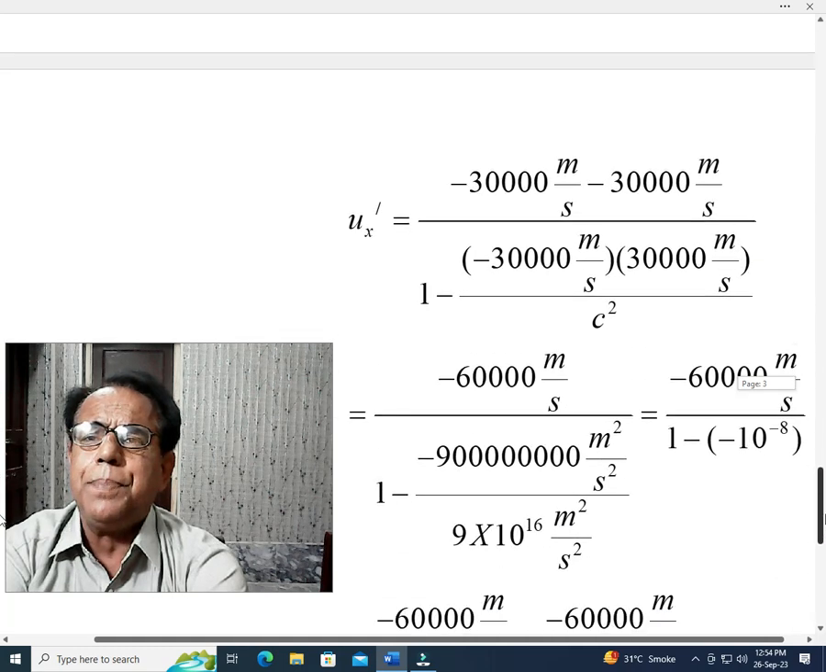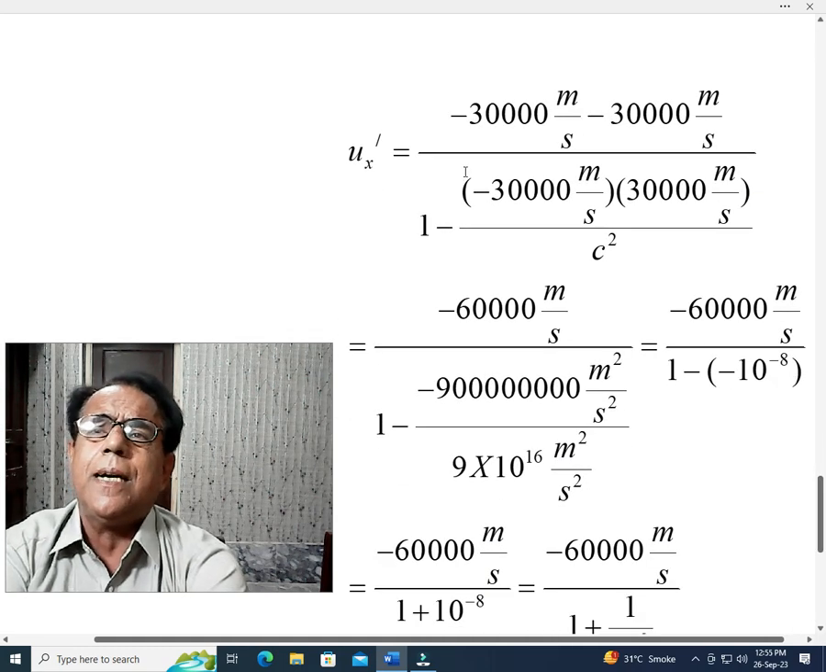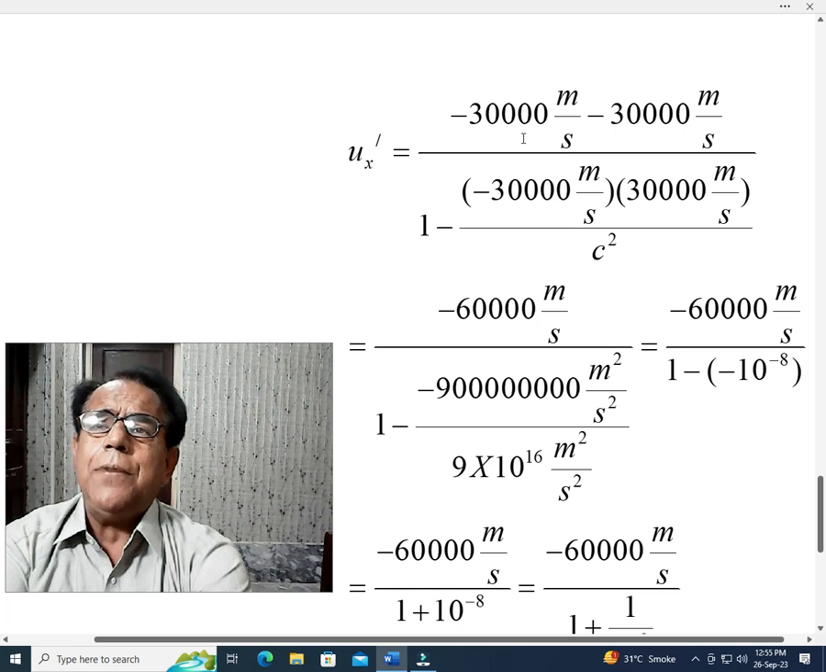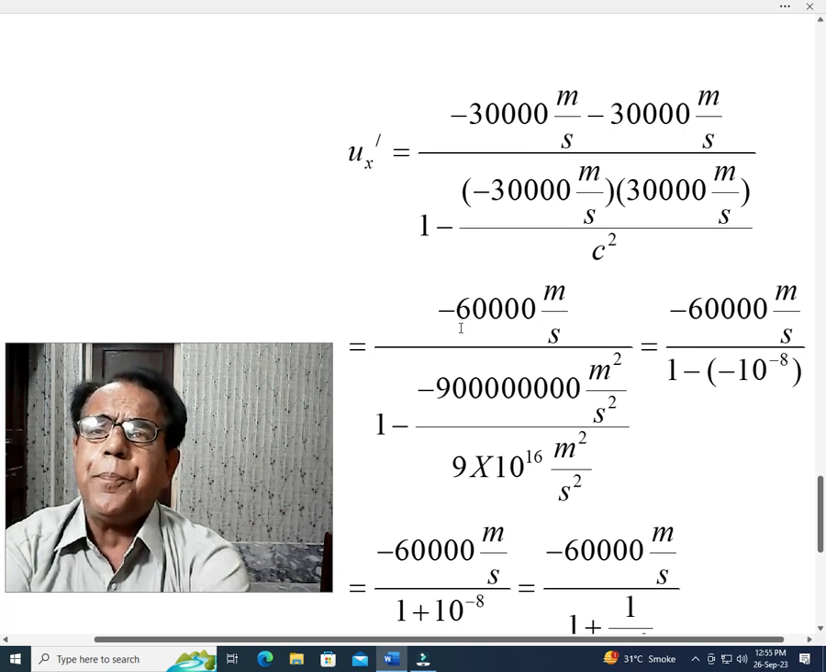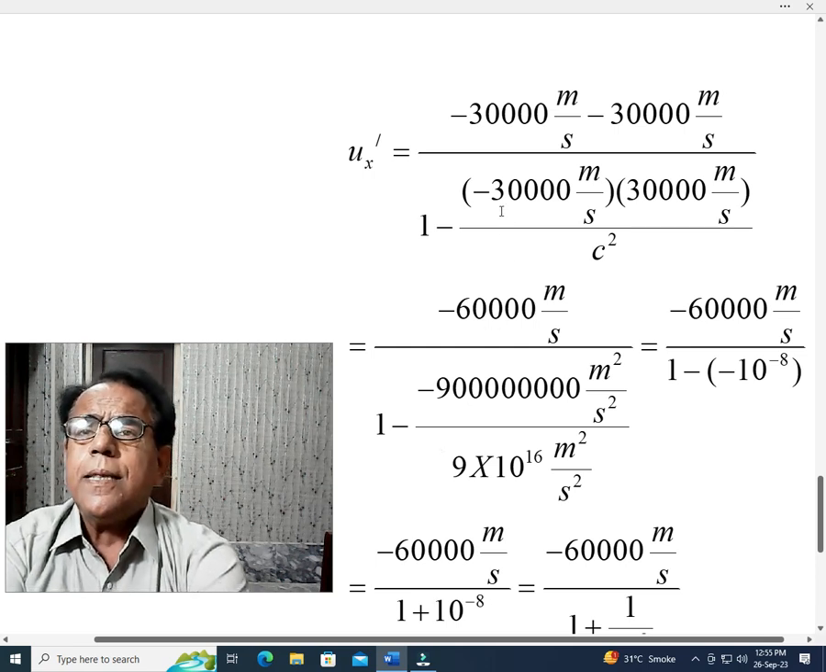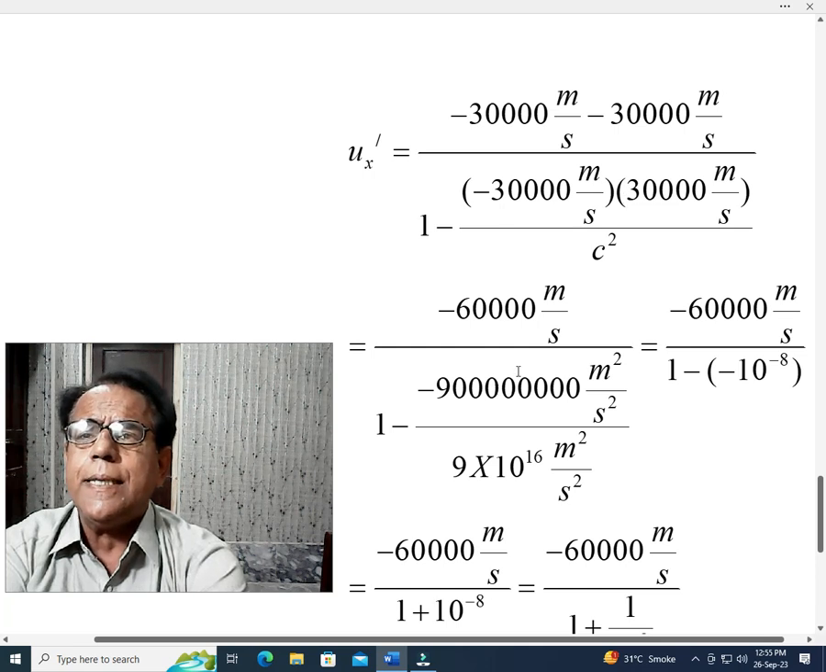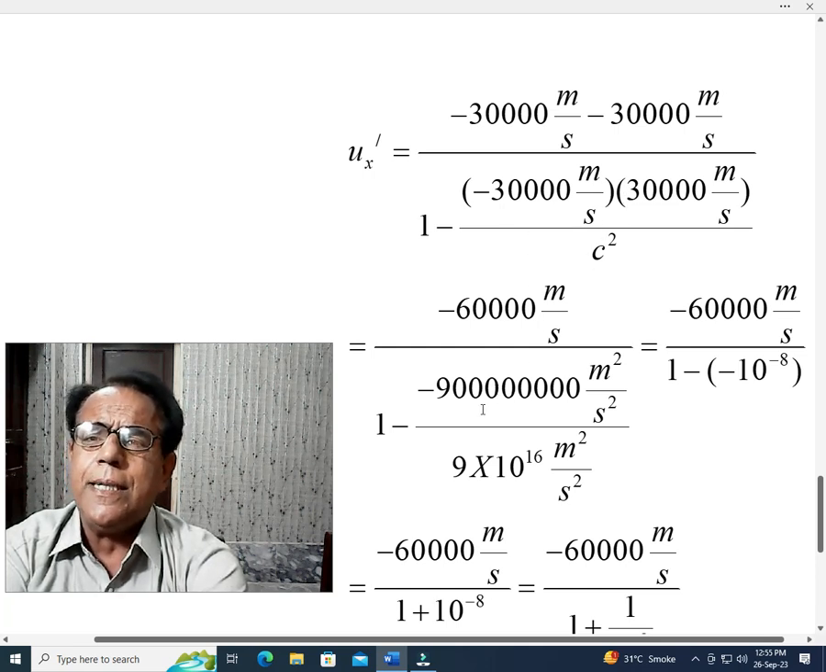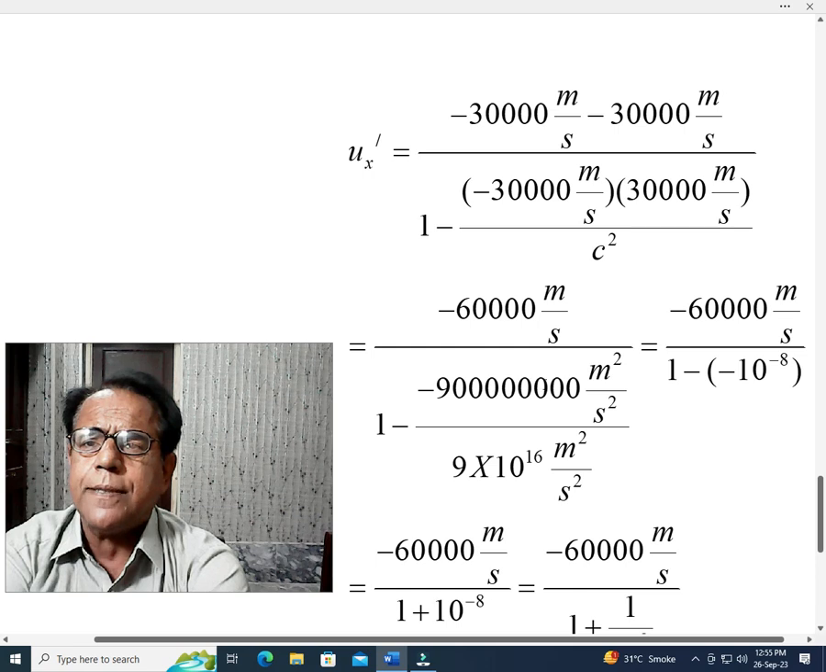Okay, so ux minus and v plus in equation number 1 we get, same pattern: minus 30,000 meter per second minus 30,000 meter per second, divided by 1 minus 30,000 into plus 30,000 meter per second. These two will be added but their sign will remain negative. So minus 60,000 meter per second over 1 minus 30,000 into 30,000, which is not 90,000, rather it will become so many zeros. These are 4 zeros and 4 zeros, so it will become 8 zeros: 9 with 8 zeros.